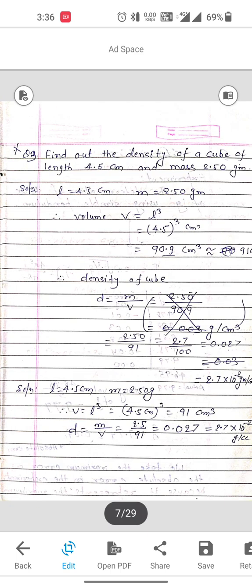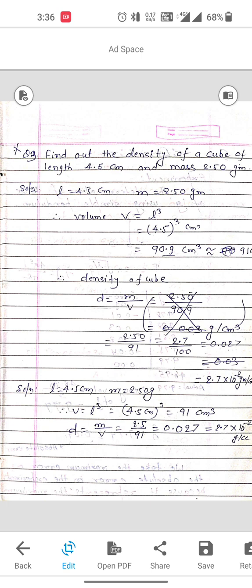Find out the density of the cube. Length is 4.5 cm and mass is 2.5. Since length is 4.5 and mass is 2.5, volume equals L cubed, that is 91 cm cubed. Then density equals mass by volume, 2.5 by 91, that is equal to 2.7 into 10 to the power minus 2 gram per cubic cm.